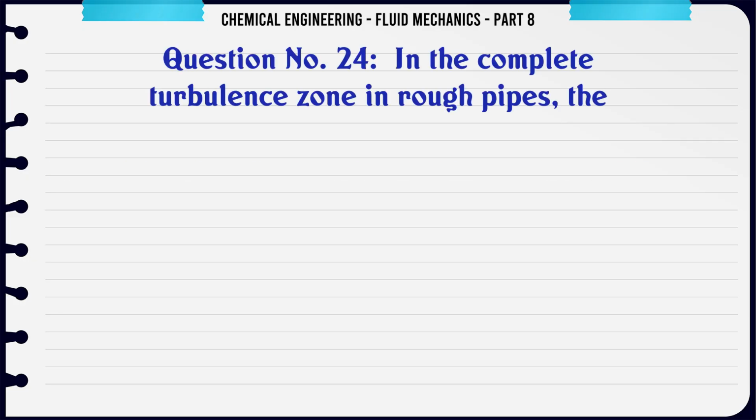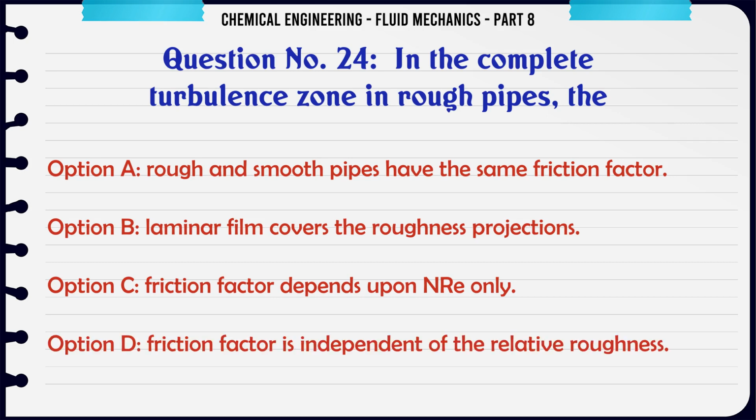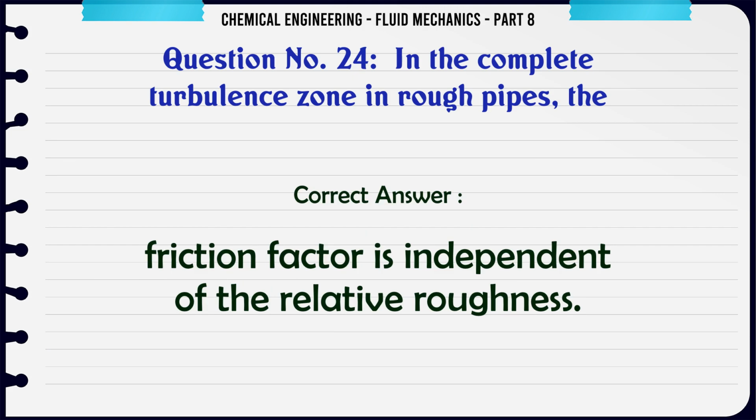In the complete turbulence zone in rough pipes, the: A. Rough and smooth pipes have the same friction factor. B. Laminar film covers the roughness projections. C. Friction factor depends upon NRe only. D. Friction factor is independent of the relative roughness. The correct answer is: friction factor is independent of the relative roughness.